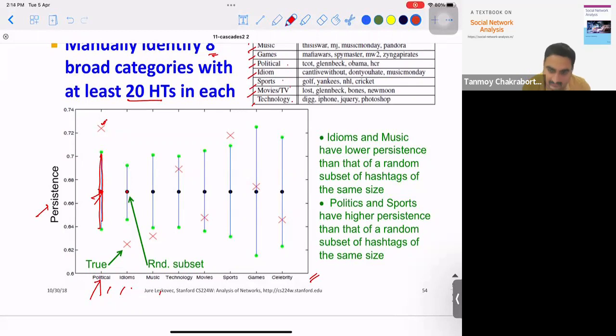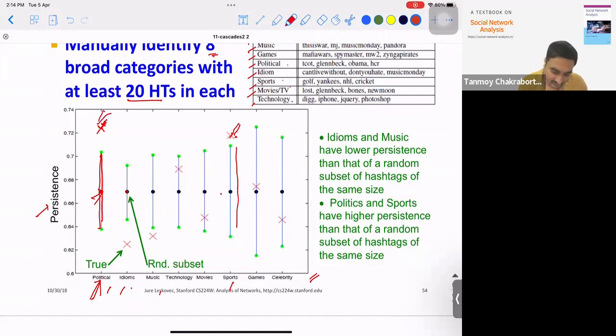And then they repeated the same experiment for all the events, and they also plotted the actual persistence value. So you see that for events like political, right, sports, right, the actual persistence values are much higher than the random value. Even it doesn't fall within the standard deviation of the persistence value of the random counterpart, right? They are much higher than the random counterpart.